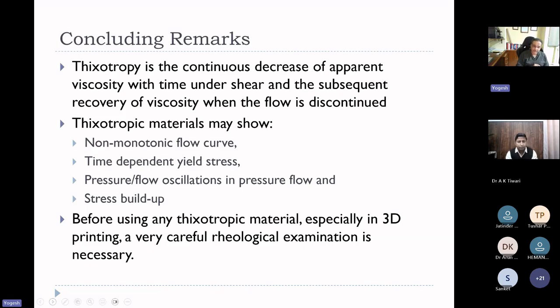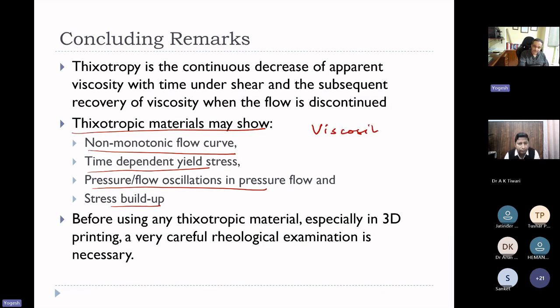Thixotropy is the continuous decrease of apparent viscosity with time under shear and subsequent recovery of viscosity when flow is discontinued. Thixotropic materials tend to show non-monotonic flow curve, which leads to time-dependent yield stress, pressure flow oscillations in pressure flow, stress buildup. What I did not mention here is viscosity bifurcation, shear banding. All right. So these are various shades of thixotropy.